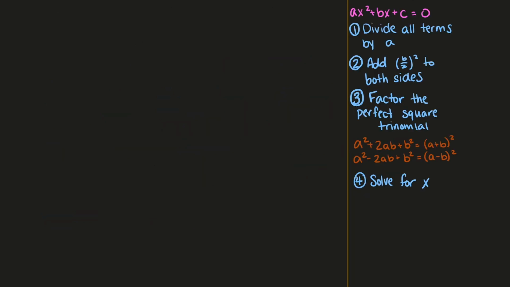For our first example, we have x squared plus 4x minus 7 equals 0. So let's identify our a and b terms. When we were solving quadratics by factoring, we needed a, b, and c. But for completing the square, we only need our a and b. So in this case, our a is 1 and our b is 4. If a were greater than 1, we'd have to divide everything by our a term, but since it's not, we can skip the first step.